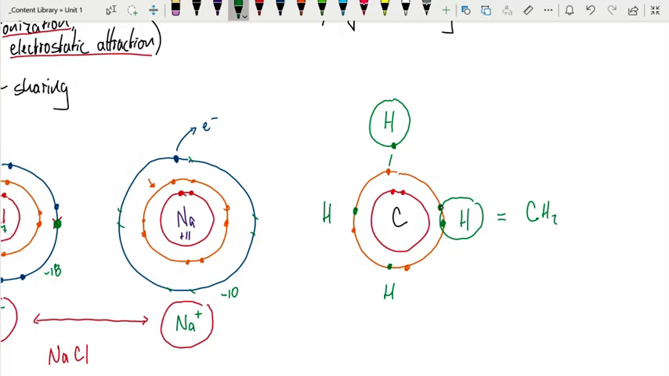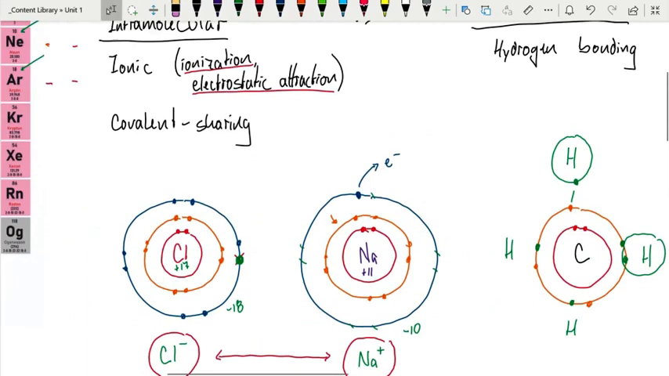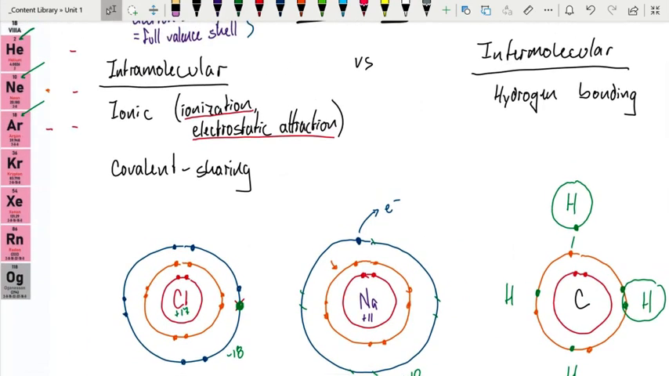Okay, there's one last division that we have to cover. If we come back to covalent bond, we know this is all sharing, but sometimes sharing doesn't occur equally. So we can actually divide this up into 2 types of covalent bonds. We can call these polar covalent bonds and non-polar covalent bonds.